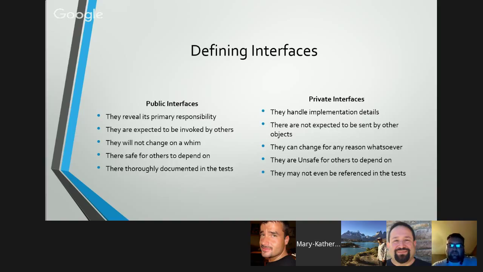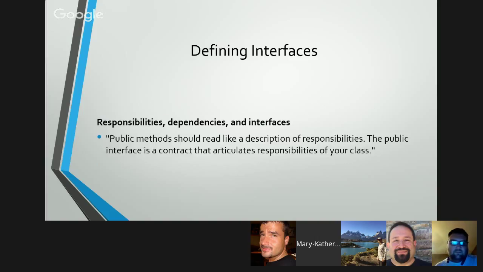Private interfaces can change, are unsafe, and are probably not referenced in the tests. They're also not expected to be sent by other objects, and they handle implementation details. So this is where the other two chapters come in, with responsibilities and dependencies. Like I said, public methods should read like a description of responsibilities. The public interface is a contract that articulates the responsibilities of your class.